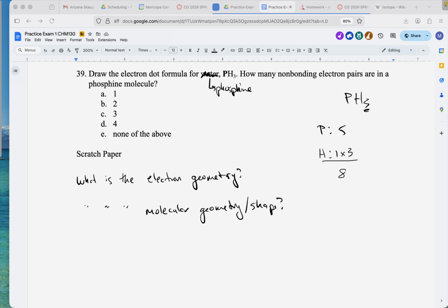There are a variety of ways that you can potentially write this information. You'll note that as I go through and do it, I put P and then 5, H and then 1 times 3. Why? Couldn't I have just written 5 plus 1 times 3?